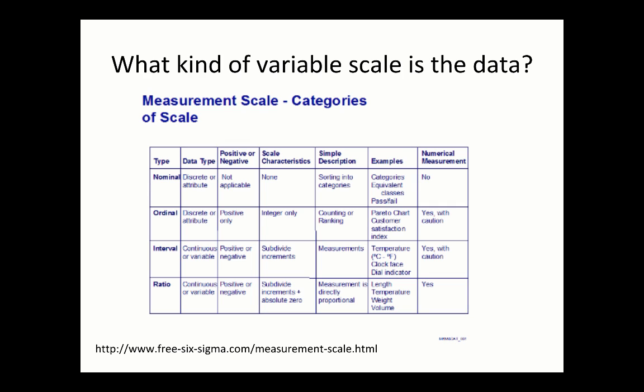Now this table offers some assistance in identifying the various data types. Nominal is discrete data that can be sorted into categories and not on a numeric scale. Ordinal data is discrete data that has positive values only and can take on an integer value if it's coded as a number, or it can take on textual values. Interval data is typically continuous. It can be positive or negative, and it takes on a numeric measure. Whereas ratio data can be continuous. It can be positive or negative, and also is a numeric measure.